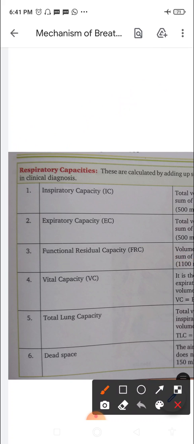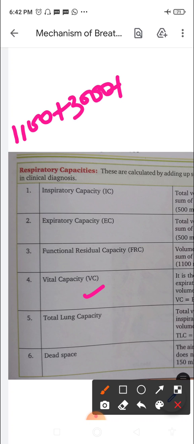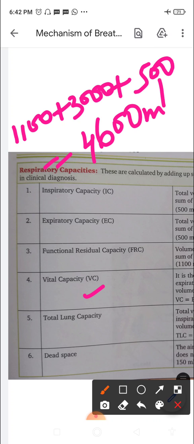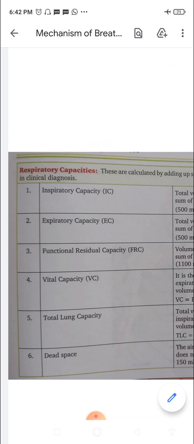Then comes the vital capacity. What is vital capacity? It is the maximum volume of air a person can breathe in after a forced expiration. So what would that be? It would be the sum total of expiratory reserve, 1100 ml, plus inspiratory reserve, which is 3000 ml, and the tidal volume, which is 500 ml. So that comes to a total of 4600 ml.